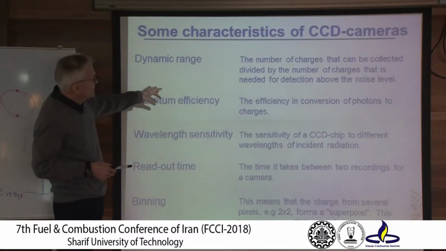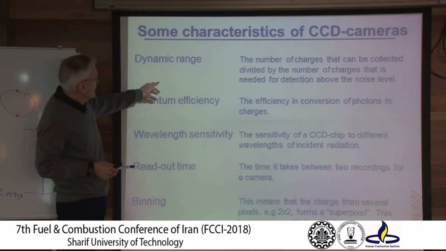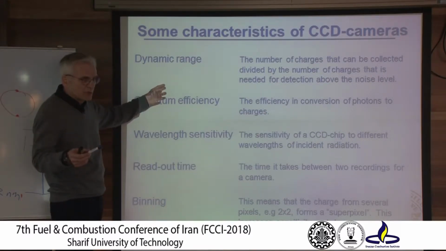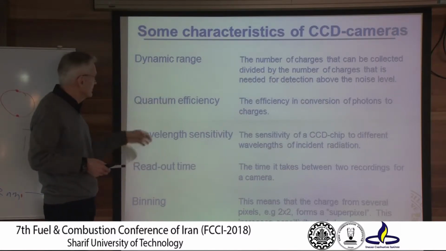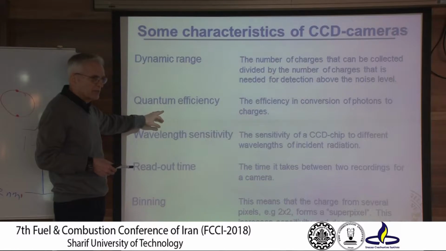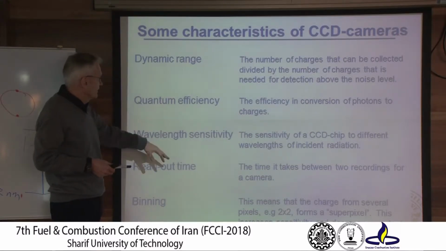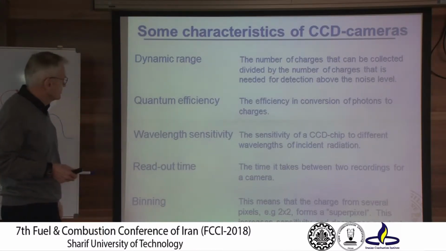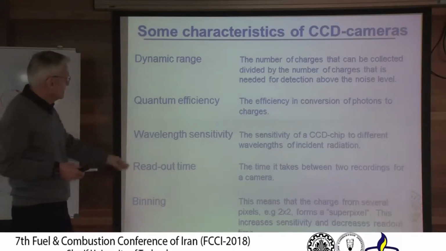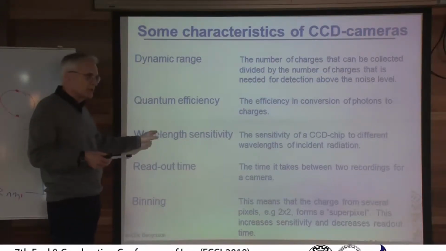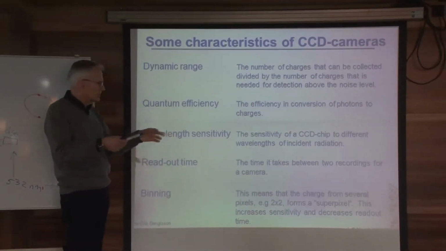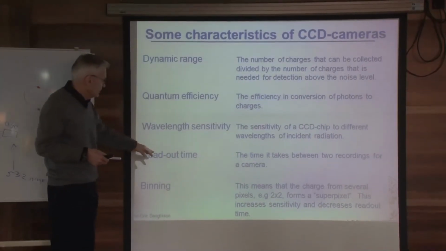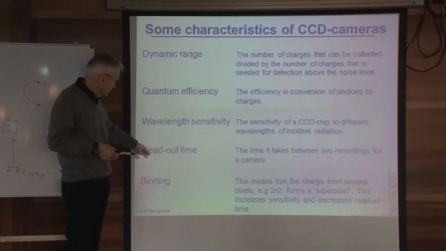When you are looking into a CCD camera, it's important to have a high dynamic range, meaning that you are able to measure both small and high intensities. The efficiency should be high, the quantum efficiency. That means the conversion of photons to charges. The sensitivity, you can choose whether you want to have a high sensitivity in the UV, in the visible, or in the infrared. The readout time is important.